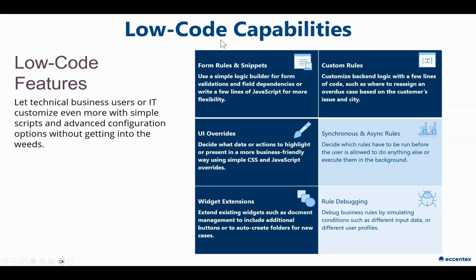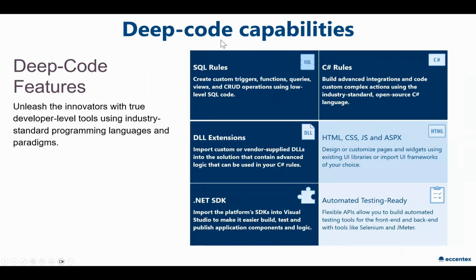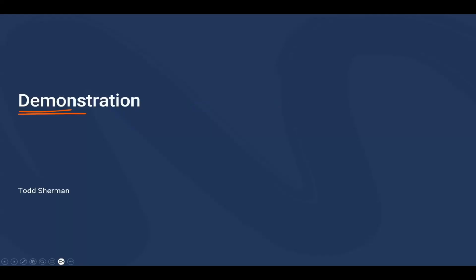And then the next layer, of course, is the deep code layer, which is really the ability to extend the system in very low-level ways, writing custom integrations and C# rules. So no code, low code, deep code layers, all included in the platform, and obviously are very important from both a business and a technical point of view. So now we're going to go through and do some demonstrating, and we'll start with the CRM role and then move into some of the other roles that we introduced.